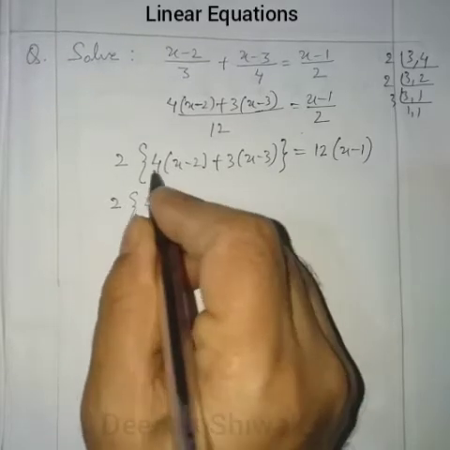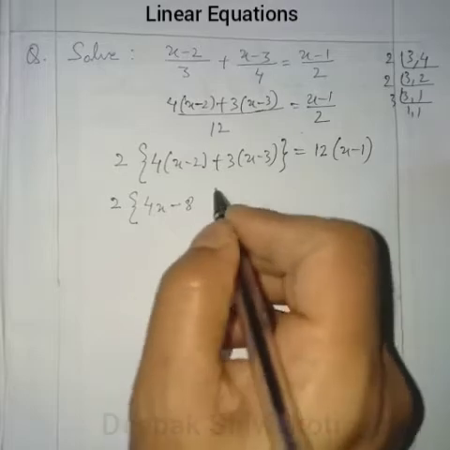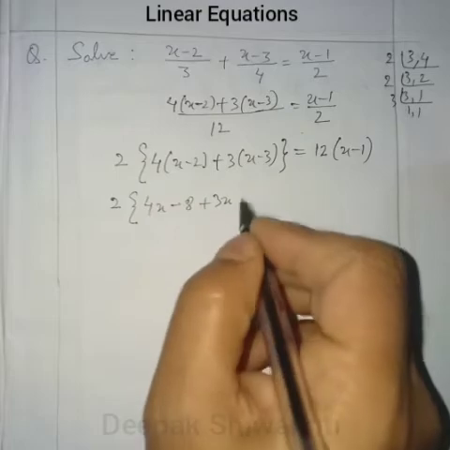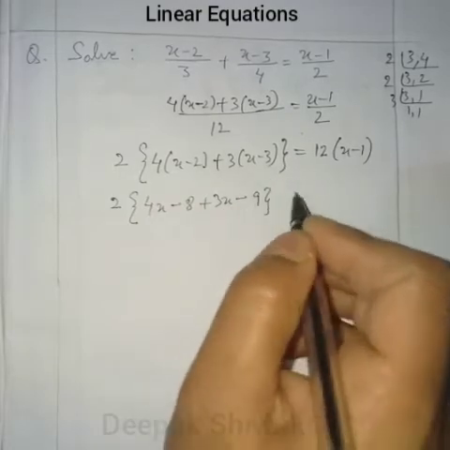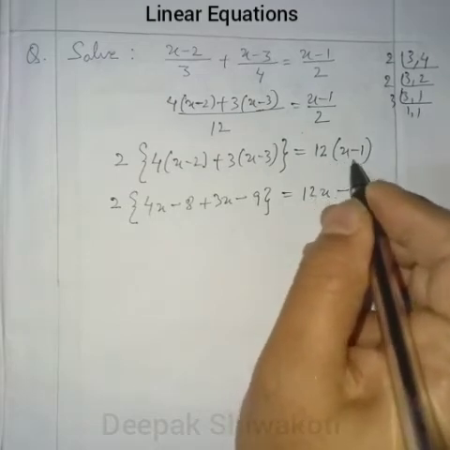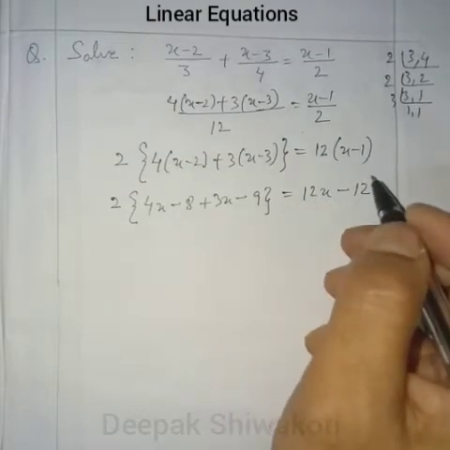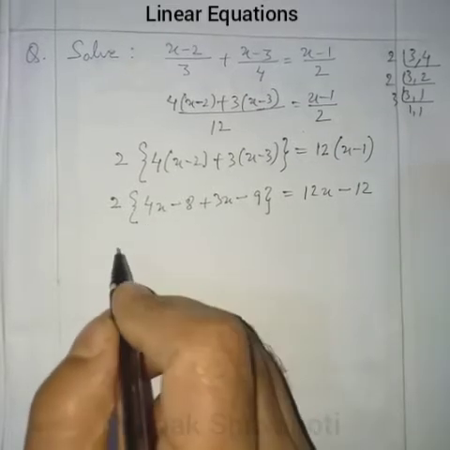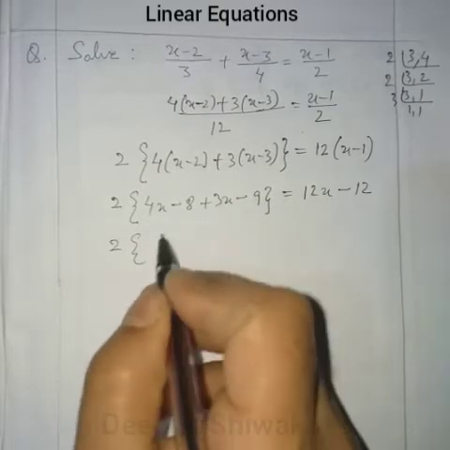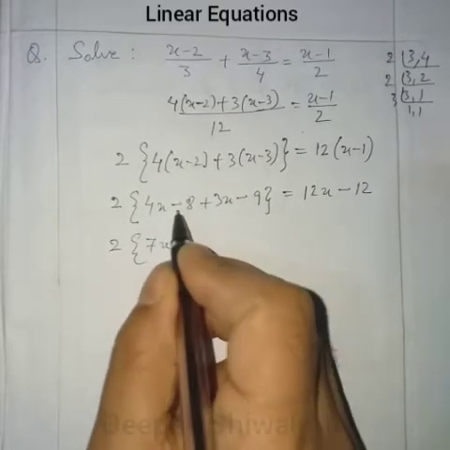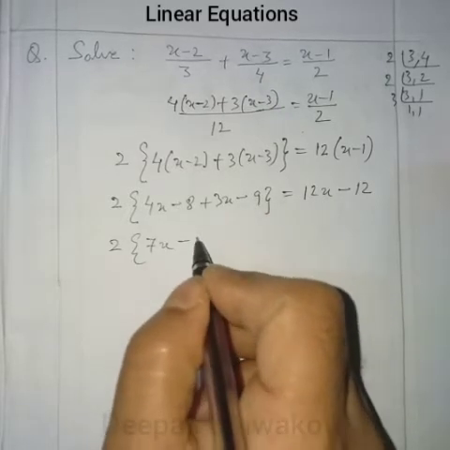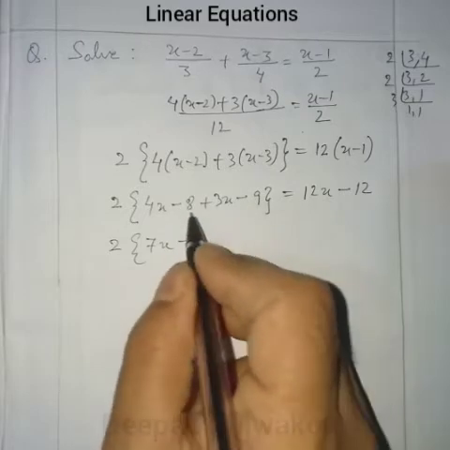4x plus minus minus 4 2s are 8 plus 3x plus minus minus 3 3s are 9. This side 12 into x, 12x minus 12 1s are 12. Okay, so you can simplify more here. 4x plus 3x, that is 7x minus 8 and minus 9, that is 17, isn't it? We have to add the same sign.